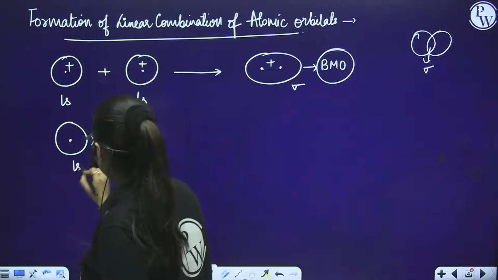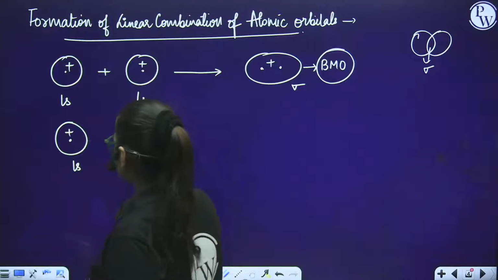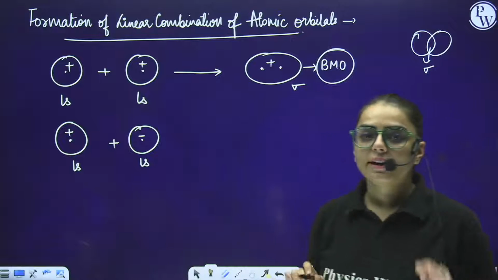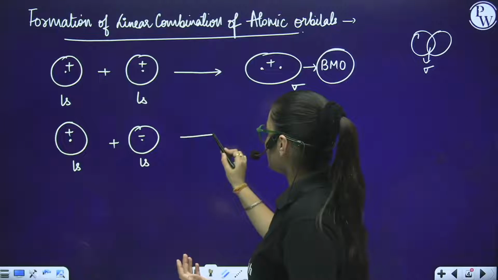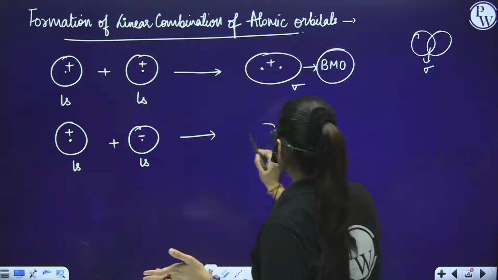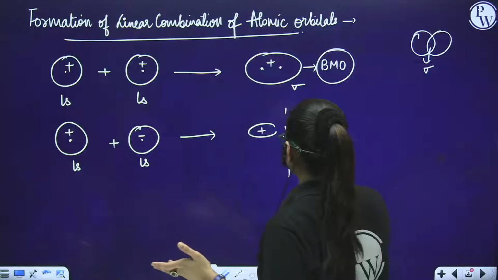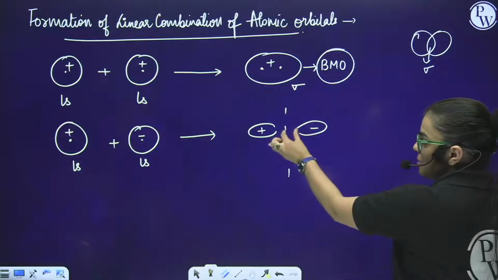If I have this again 1s and again I have this 1s, but over here it has a positive, it has a negative. When a positive and negative combine, it creates a destructive one. And when it creates a destructive one, they won't combine with each other. It will be somewhat like this. This will be positive, this will be negative. And there is some space over here.